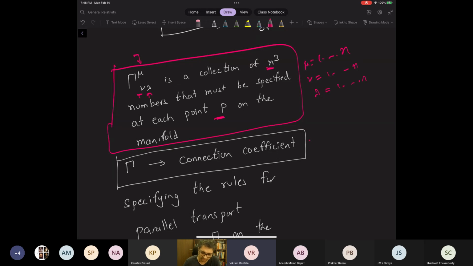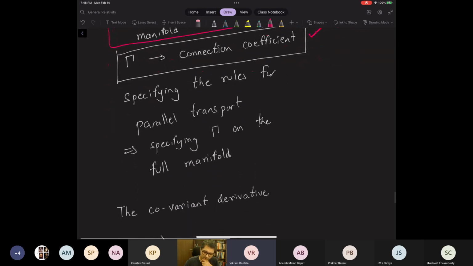Then you have a connection. This is a rule, and these gammas are called connection coefficients. They tell you a rule for parallel transport. This rule may or may not agree with your intuition of what parallel transport should be in Euclidean space, but it does define a rule. Later we'll see that with a specific choice of metric, we get our intuitive rules for parallel transport. Specifying gamma on the full manifold is basically the same thing as specifying the rules for parallel transport on the whole manifold.